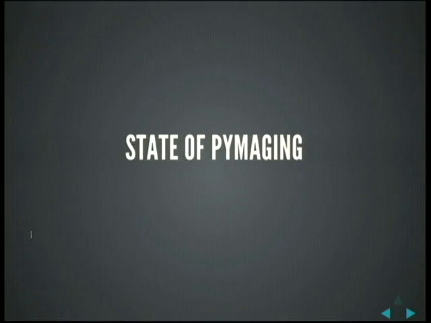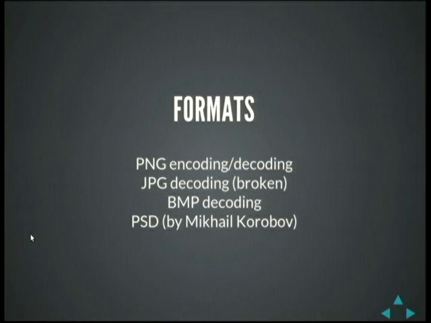So where are we at in Pymaging? Formats. It has fairly stable PNG encoding and decoding. It has JPEG decoding, but it's broken. It actually creates really funny images when you load a JPEG, where it will become slightly tilted, and the colors are all off, except for the first row. So there's one byte or bit that is read too much or too little on each line, and funny things happen.